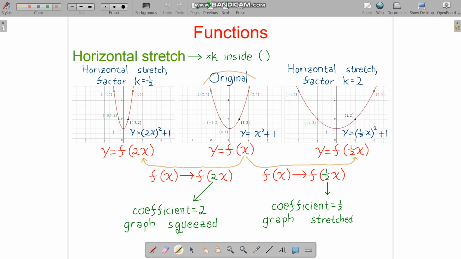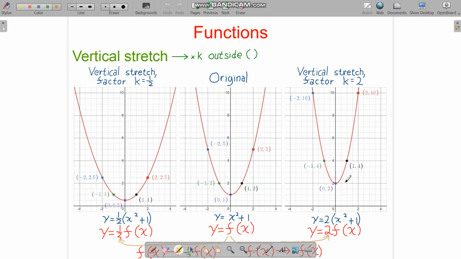So this is the original. For the horizontal stretch, we get this, and for the factor k equals 2, we get this. For k equals 2, it's smaller or skinnier, and if the factor is 1/2, actually we stretch it, it's wider.